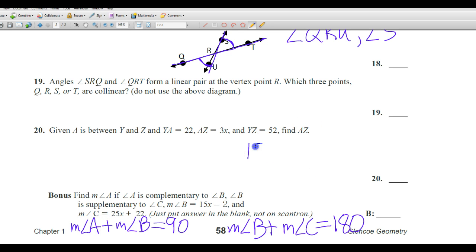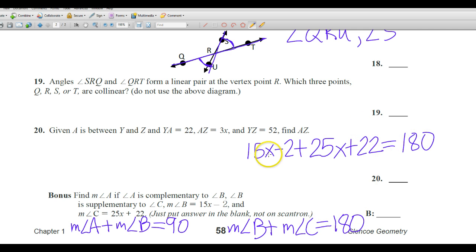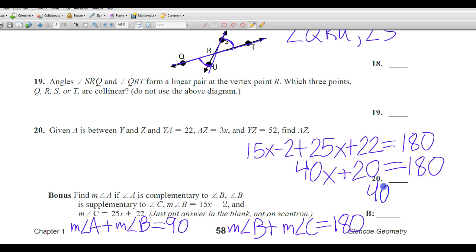So B is 15x minus 2, I substitute in for my B, plus for my C, I substitute in 25x plus 22. And then that's equal to 180. So combine your like terms. And subtract 20. And divide by 40. So x is equal to 4. We're not done yet.